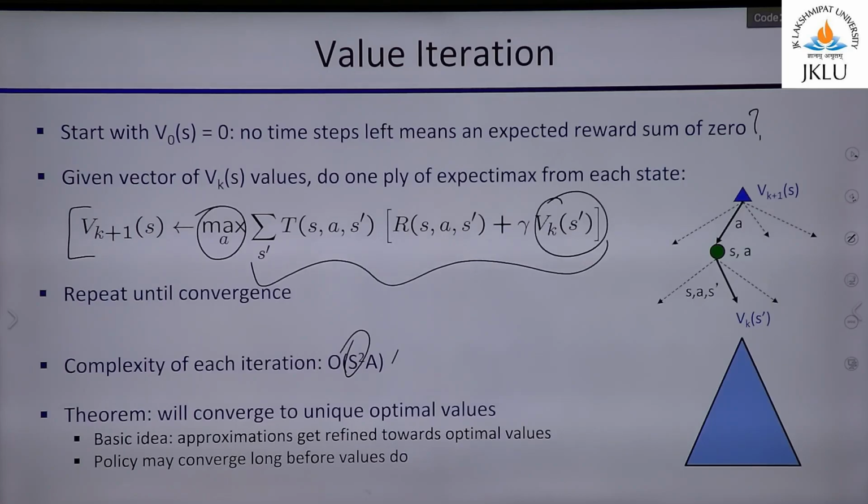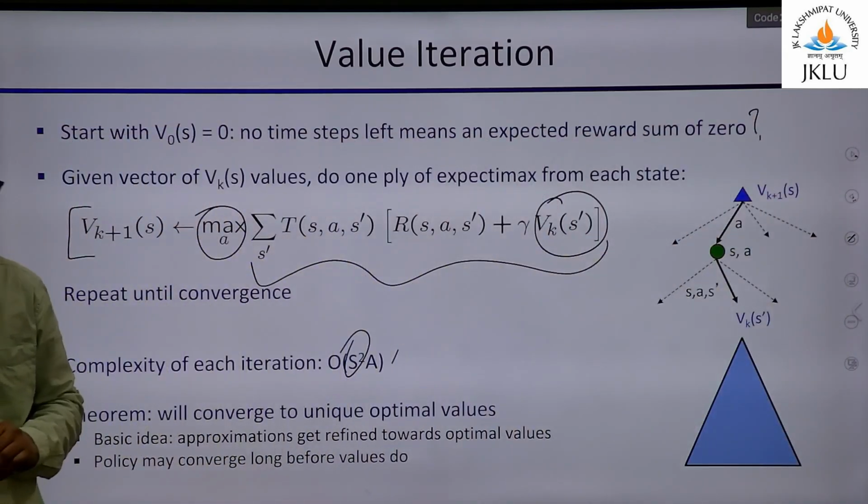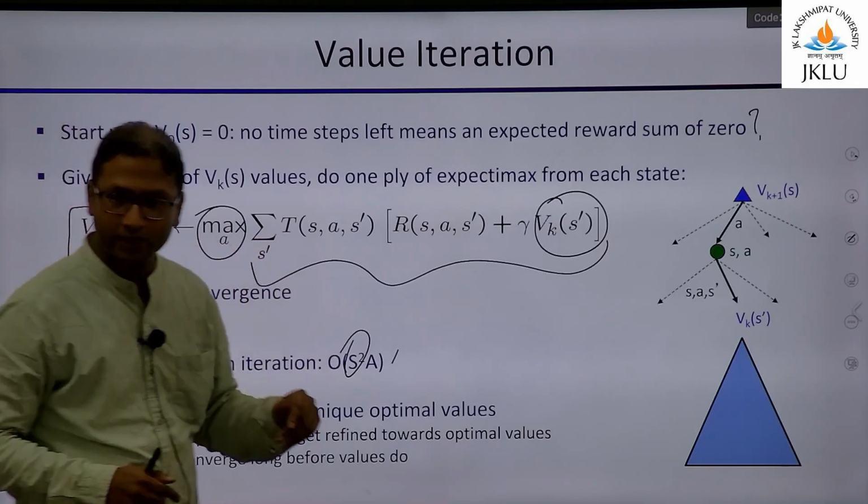I'm actually slower than I planned to be, but it's okay. These equations are important. With every iteration, everybody is okay with A? A is the actions available in whichever state I am. Why S? Why should it be S into A?